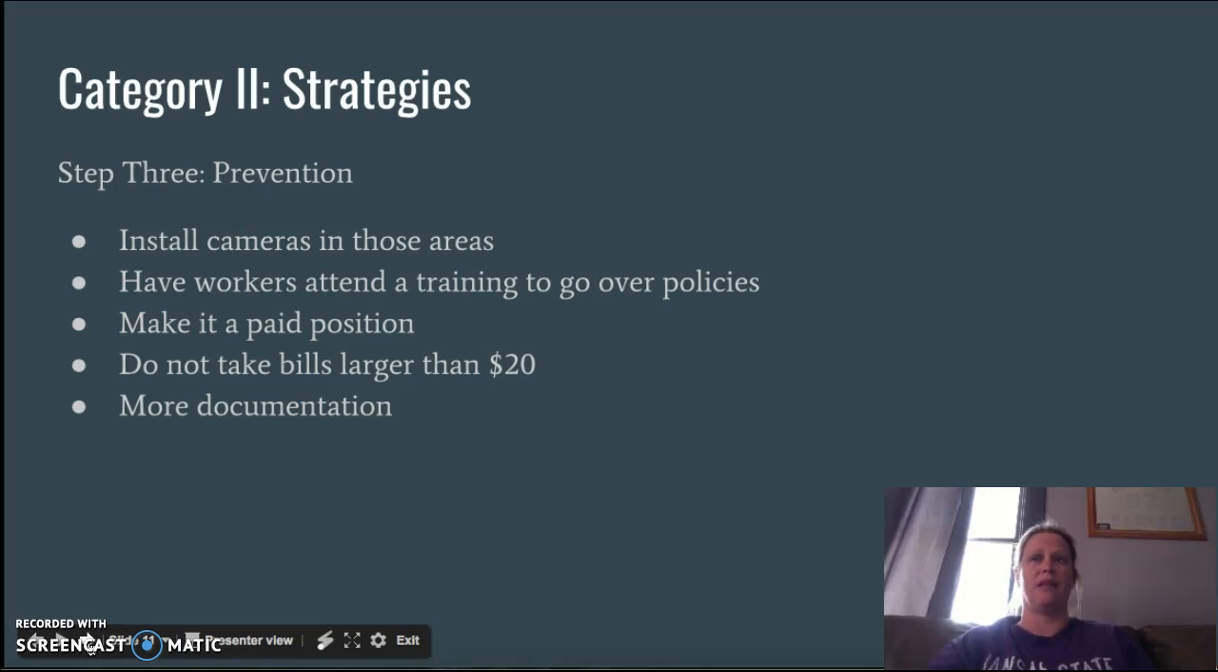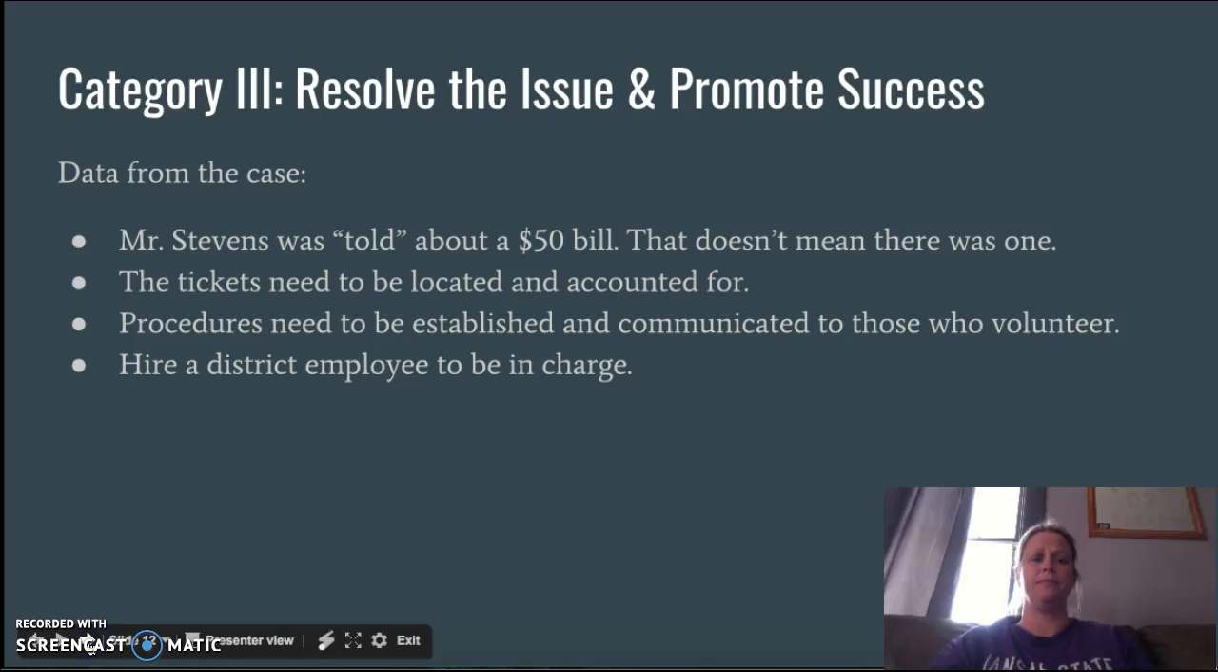A $50 bill, I think, is pretty hefty depending on what it was to get into the gate, but I just think taking a $50 bill puts them in a tough position, even when it comes with the change fund. And there needs to be more documentation. If there are torn tickets, there needs to be something in place where that is documented and not just handwritten on a note.